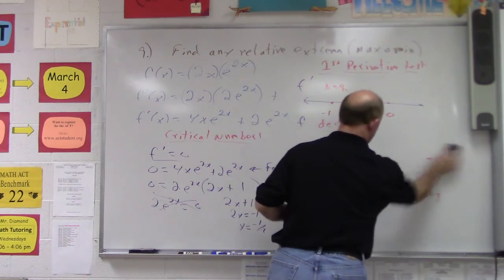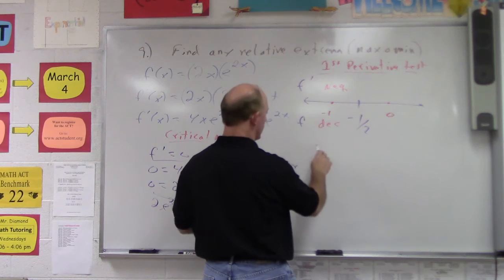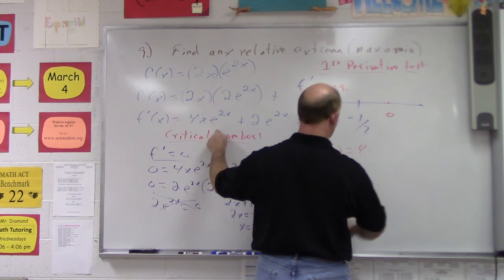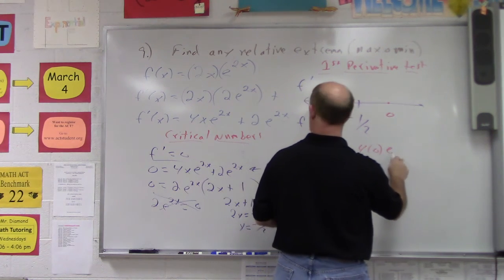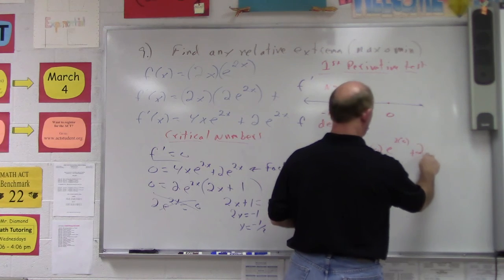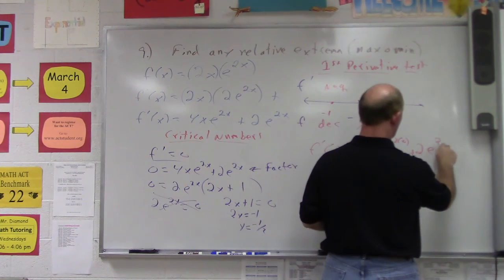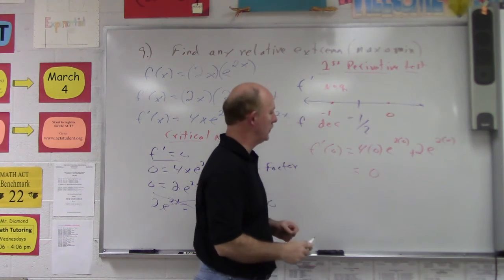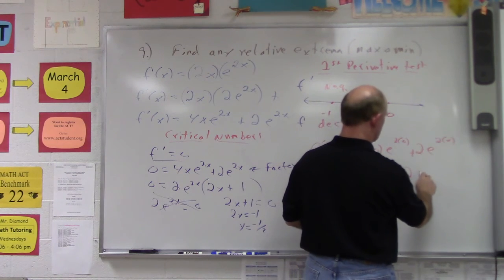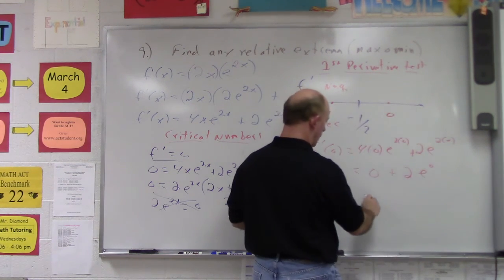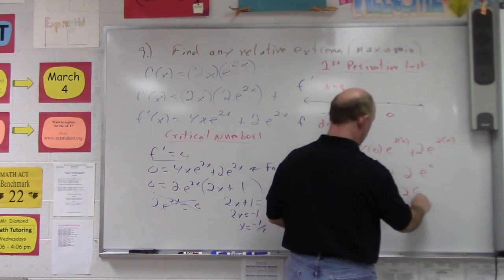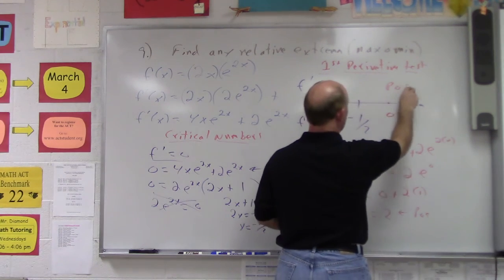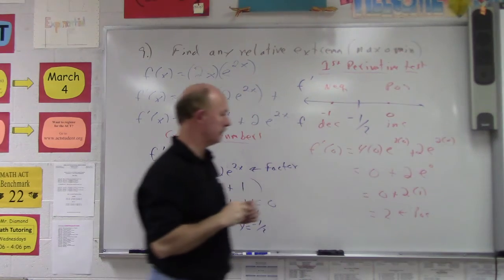Okay, let's try 0 now. Substituting 0 into our first derivative, what will it be? So 4 times 0 times e to the 2 times 0 power, plus 2 times e to the 2 times 0. Now this first part will be 0 here, right? Plus 2 times e to the 0 power, which would be 0 plus 2 times 1, or just 2. Now, once again, this is a positive number. So that means the derivative is positive and the graph is now increasing.